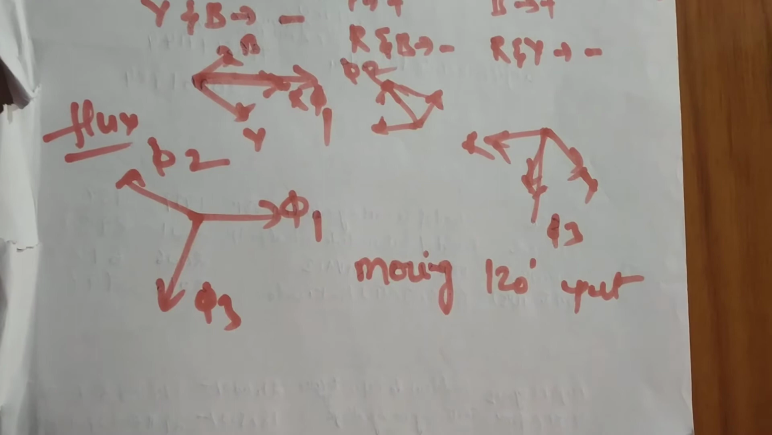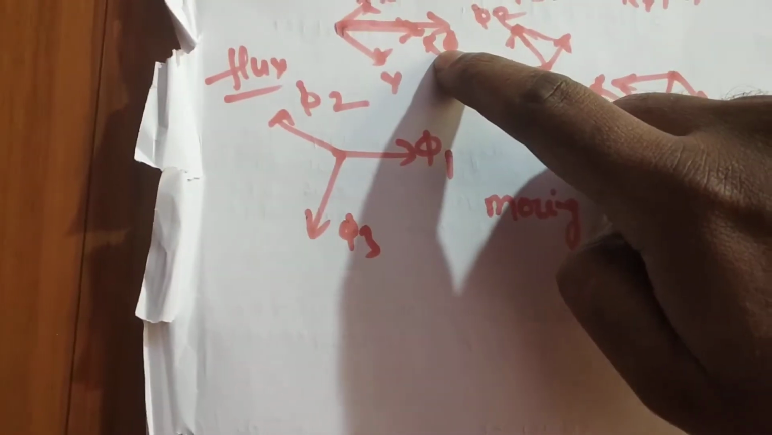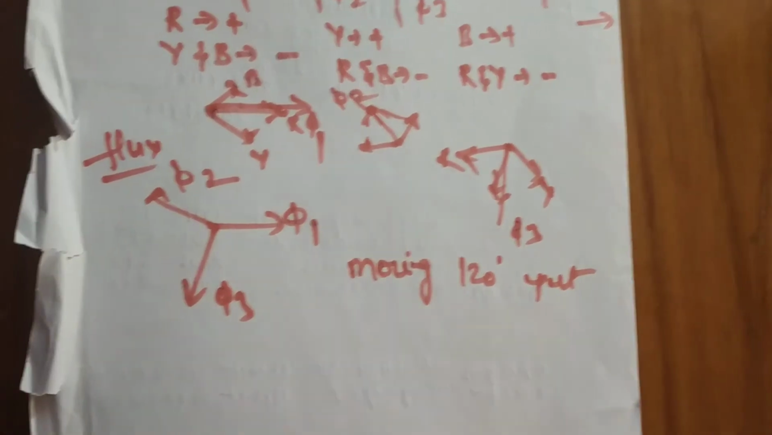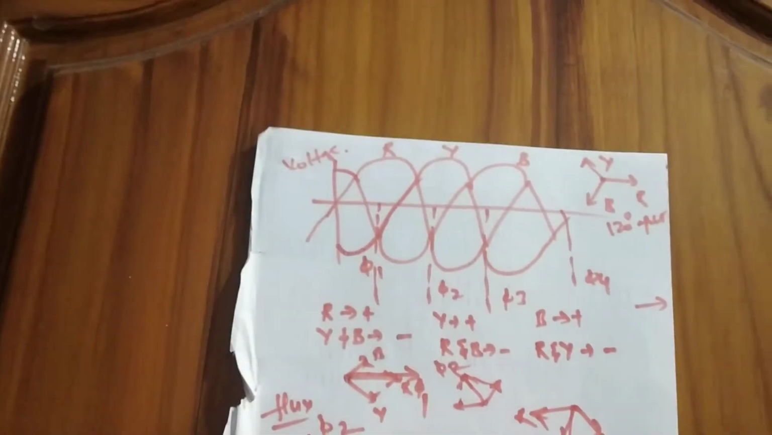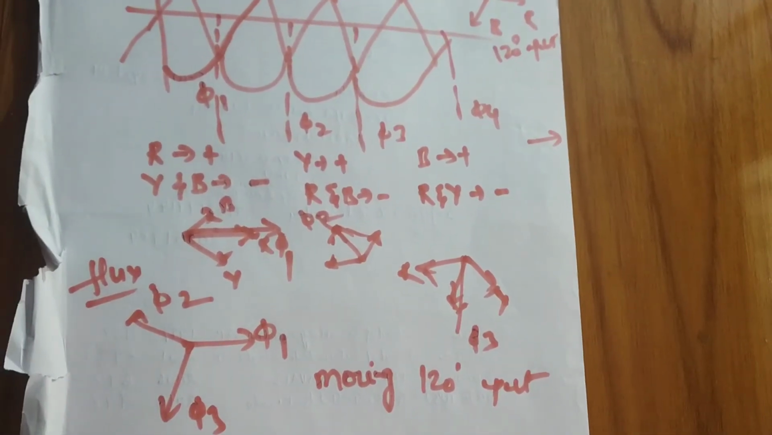You will see the fluxes are also displaced by 120 degrees apart. How the flux is traveling: again this position comes phi1, again another position phi2, another position phi3, and it goes on increasing. This way the flux also travels 120 degrees apart, like the voltage that you applied. So this is called a rotating magnetic field. I hope you people easily understand what a rotating magnetic field is, right?